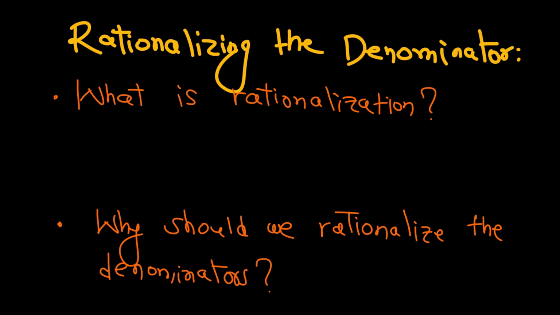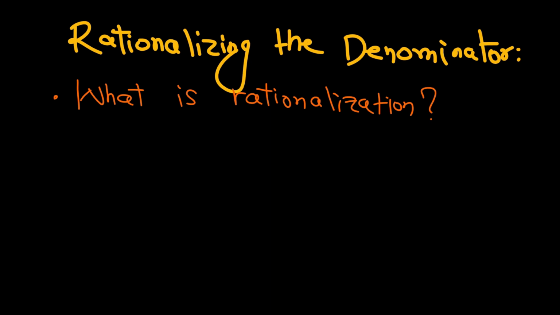Now, what the heck is rationalization anyway? And why the heck should we even rationalize the denominators? Rationalization is converting an irrational number such as root 3 to a rational number like 3 by multiplying the irrational number by itself. And I'll give you some more context and a few more examples later in the video.